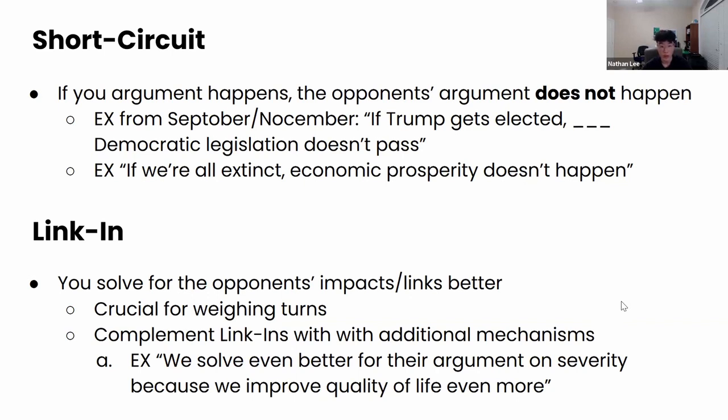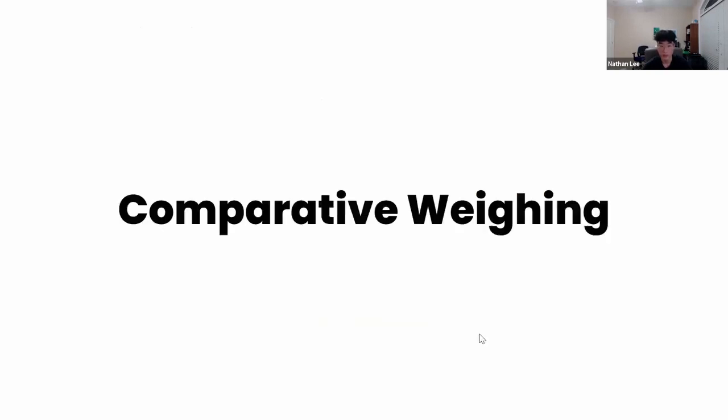So when you win a link-in, you also want to complement it with an additional weighing mechanism. So for example, you can say that you solve even better for their argument on severity if they're running an SV case, because we improve quality of life even more. So you never want to just leave a hanging link-in. You want to implicate using a different mechanism as to why you're winning the weighing debate on their side of the flow as well.